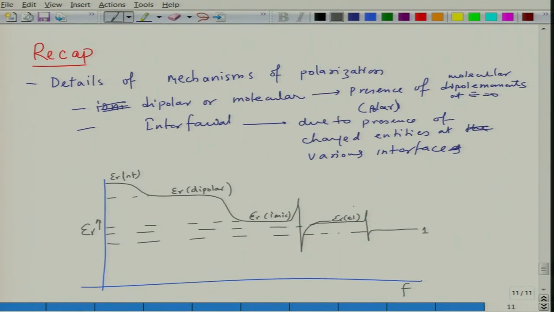If you have only gases, you will only see this part. So, if you wanted to draw only for gas, you will have only this, or for a monatomic solid you will have something like this. You may have some interfacial polarization depending upon the type of interfaces that you have, but basically you will have this. This is the curve that you get for something like, let's say, silicon. If you wanted to have something like NaCl or MgO, you may have something like this.